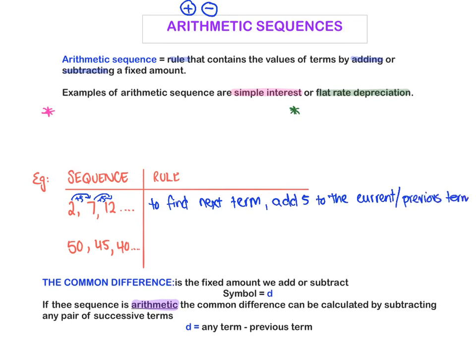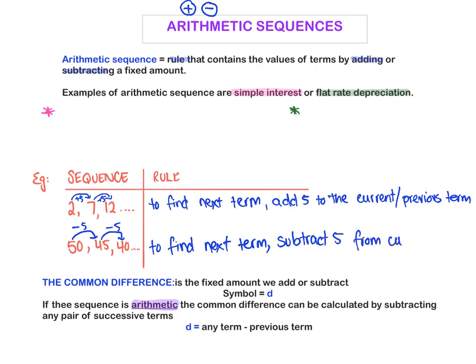Okay, if we look at the next one, what's happening there? The same amount is getting taken away. Isn't it minus 5? Yeah. So to find the next term on that one, we're going to subtract 5 from the current term, the one you're on.